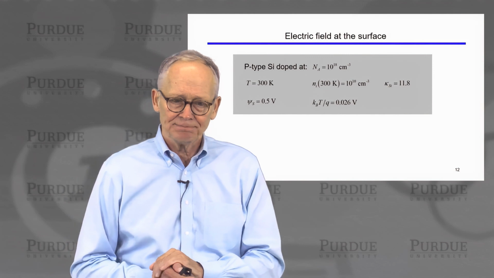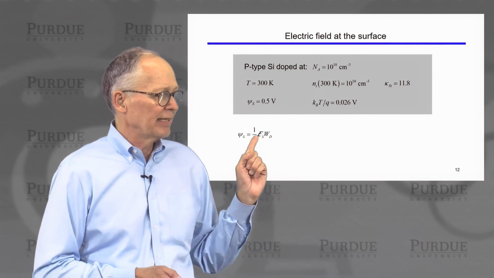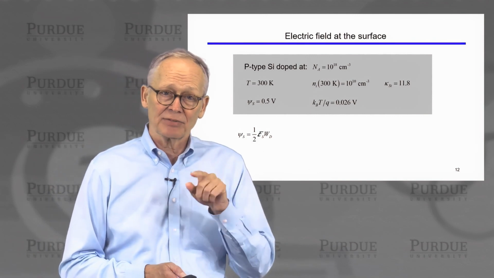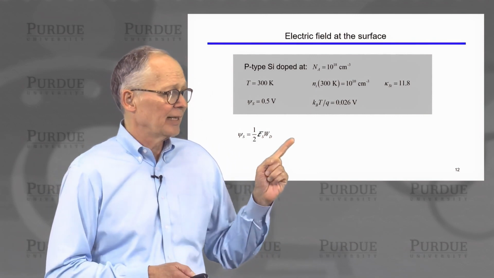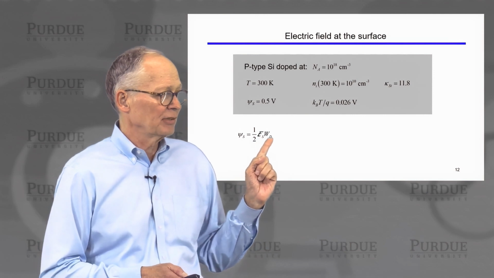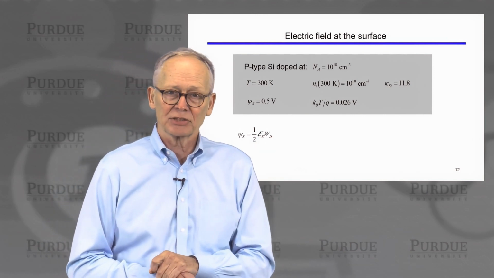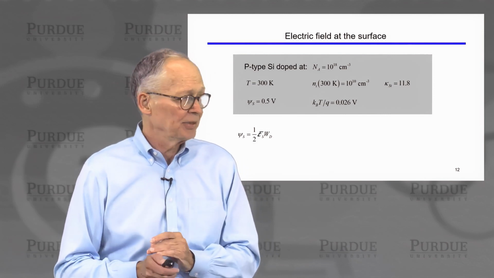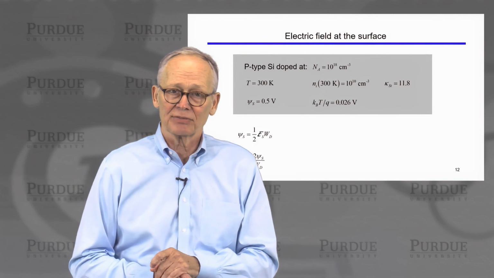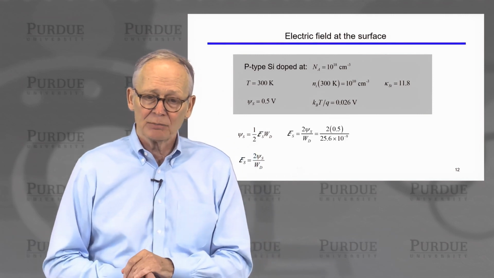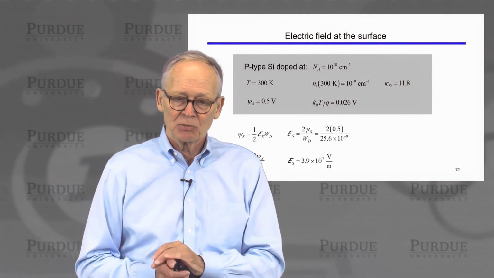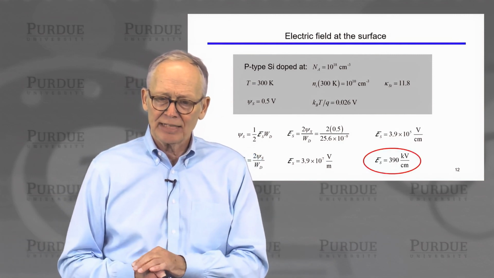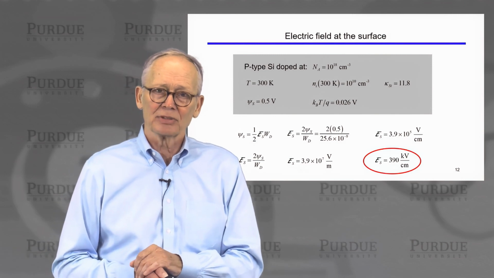What about the electric field? Well, I remember that the surface potential was the area under the electric field versus position curve. So we had a simple expression between the surface electric field, the width of the depletion region, and the surface potential. We were given the surface potential. We've computed the depletion layer depth. We can solve this expression for the electric field at the surface, put in numbers, and basically, the answer is 390 kilovolts per centimeter.